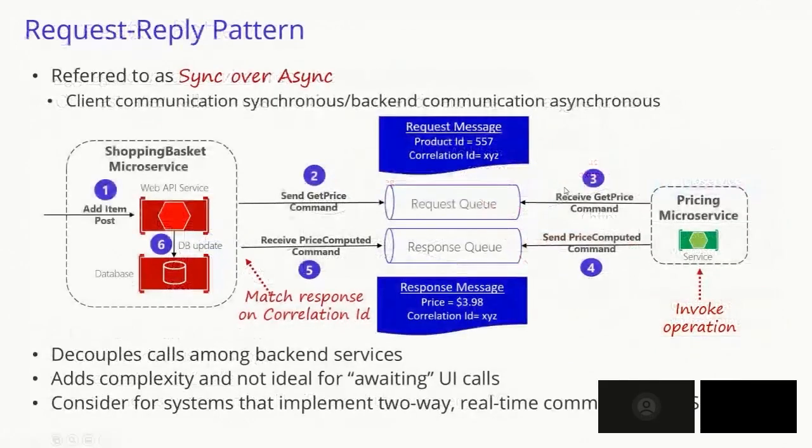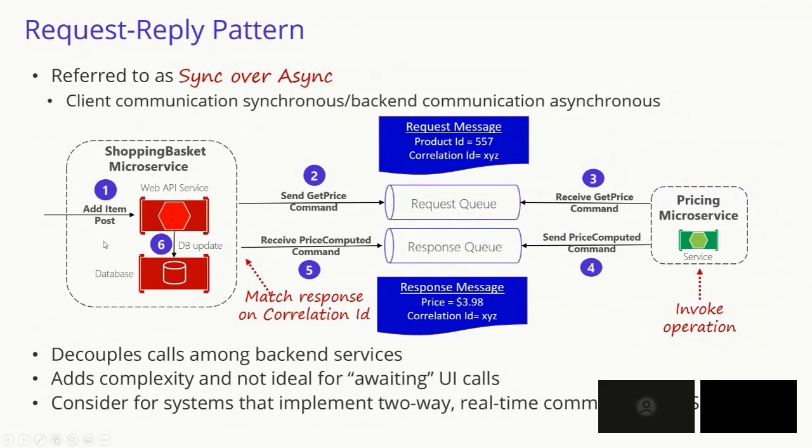Another one could be this. If we really wanted to get complicated, we could say, what about a request reply pattern? This might be sync over async here. So what does that really mean? So here we have this shopping basket service. In this case, it needs to call the pricing microservice. If we really wanted to make these asynchronous, we could think about putting a, I'll call it a request queue and a response queue in place.